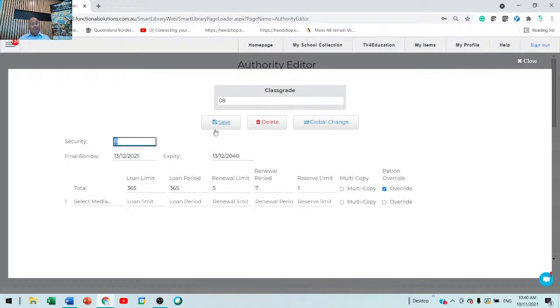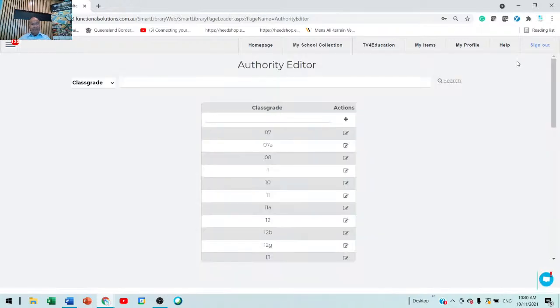Now, when you do any changes here, please remember you must click the save button, okay? If you don't click the save button, when you exit, nothing's going to be saved, okay? And it'll retrospectively update everybody in year 8 with those new parameters you've just put in. So that's on the patron side of things.